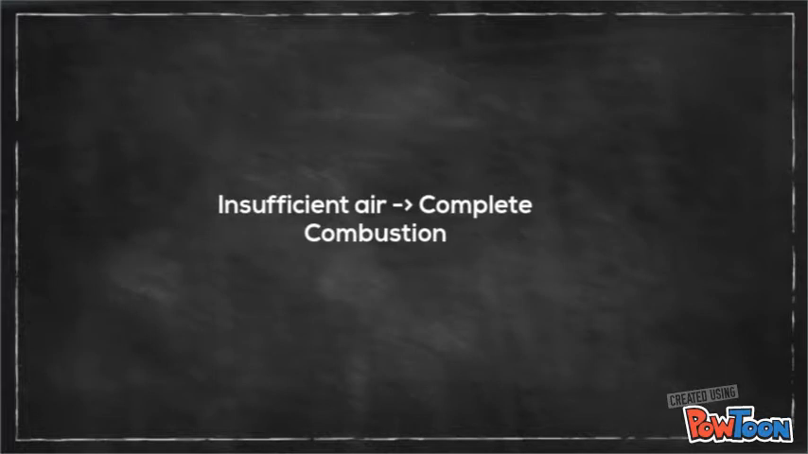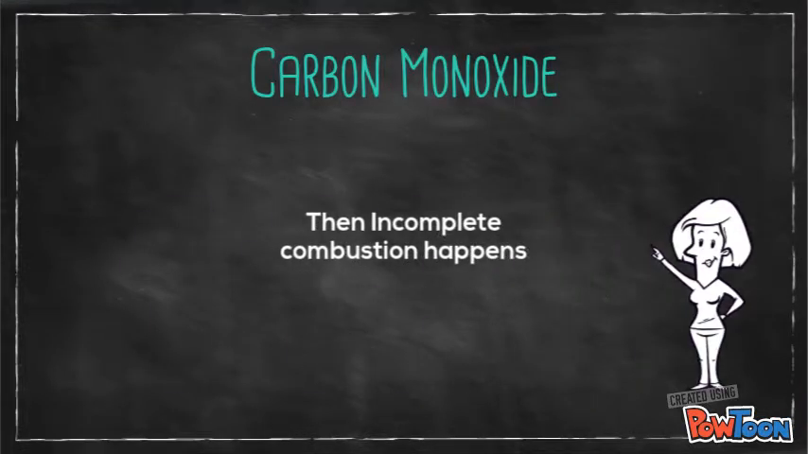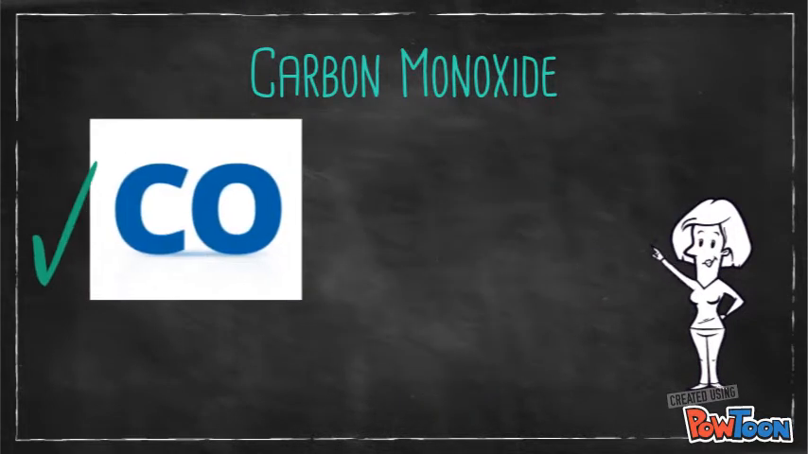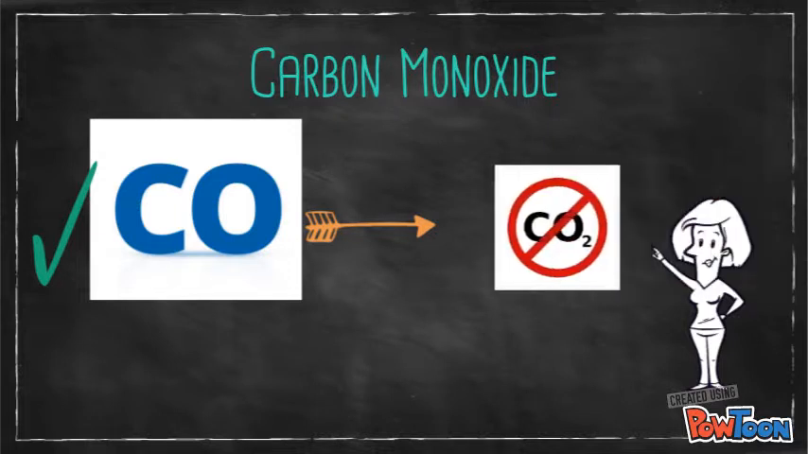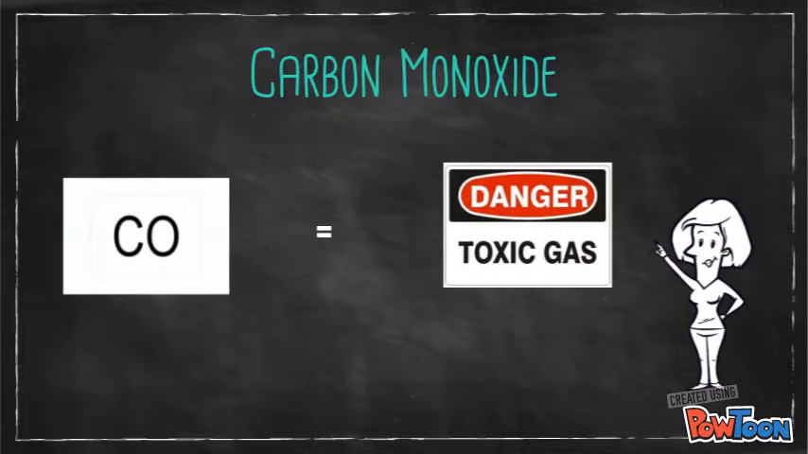If there is insufficient air for complete combustion, incomplete combustion happens. Hydrogen is still oxidized to water, but carbon monoxide forms instead of carbon dioxide. Carbon monoxide is a toxic gas, so adequate ventilation is important when burning fuels.